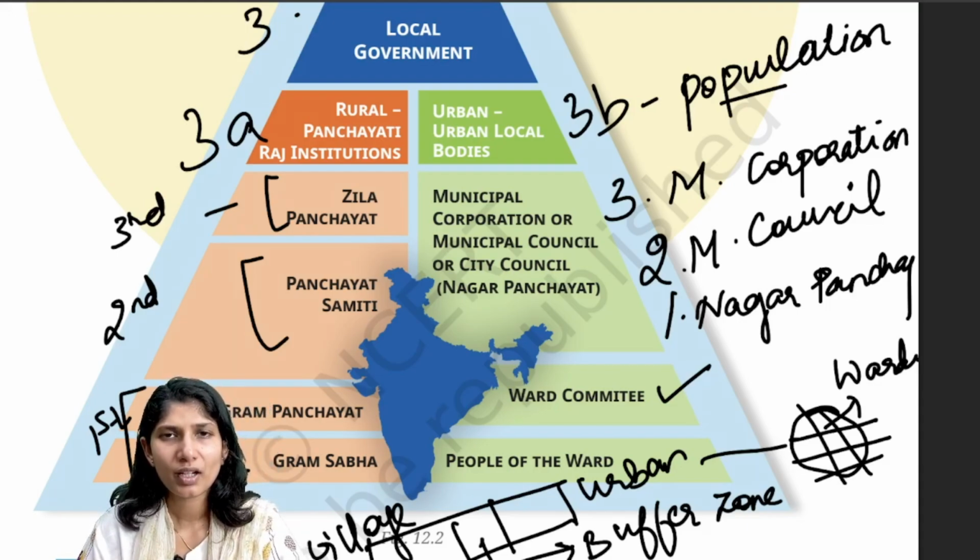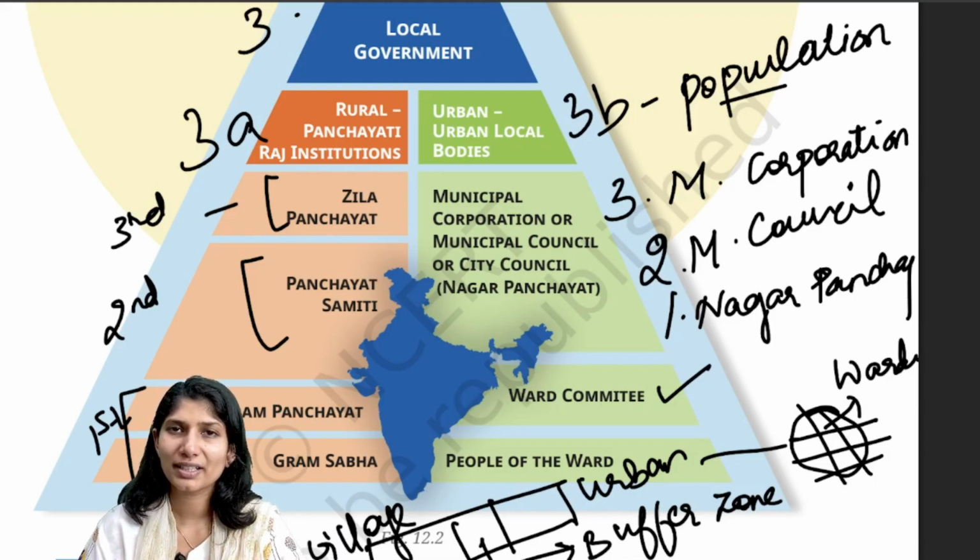So in rural areas, the division, if it's going to be first level is gram panchayat, second level is going to be panchayat samiti, third level is going to be your zilla parishad. In urban areas, it is going to be such as nagar panchayat, municipal council and municipal corporation. Okay, how are we defining your municipal council and municipal corporation? First and foremost criteria is your population.